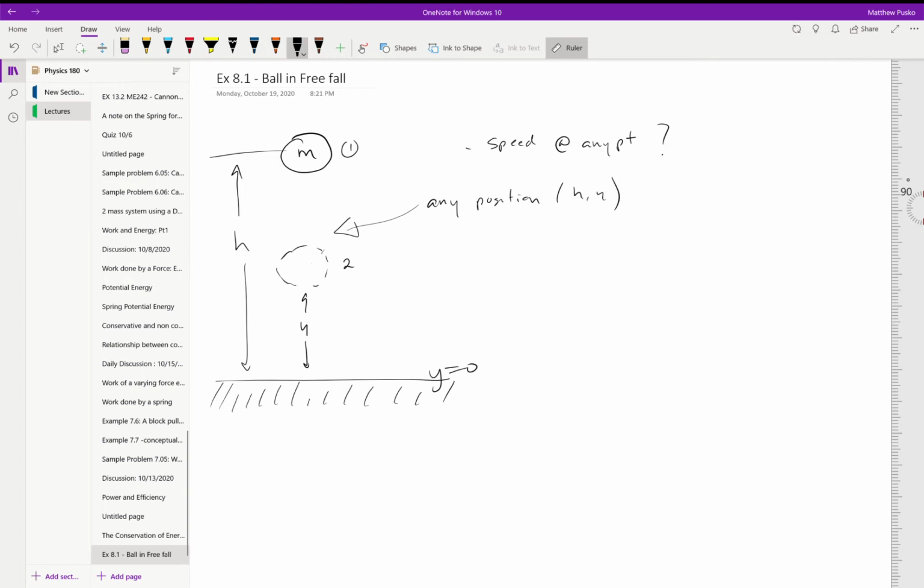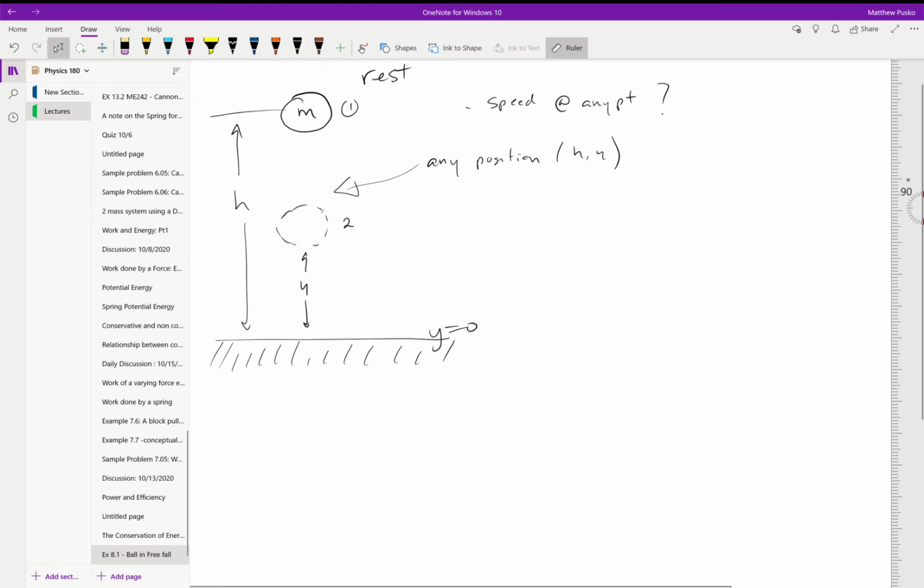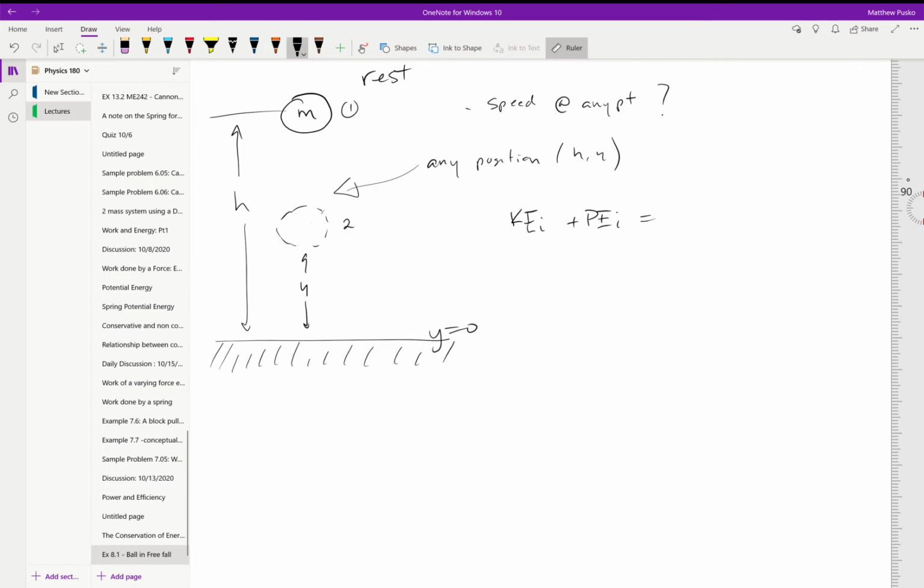And it'll be this distance y with respect to h always, right? And that's what I'm going to show you. If we say it is initially at rest, we want to know what's the speed at any point. Well, let's do what I taught you. Kinetic energy initial plus whatever potential energy initials we could have equals kinetic energy final and potential energy final.